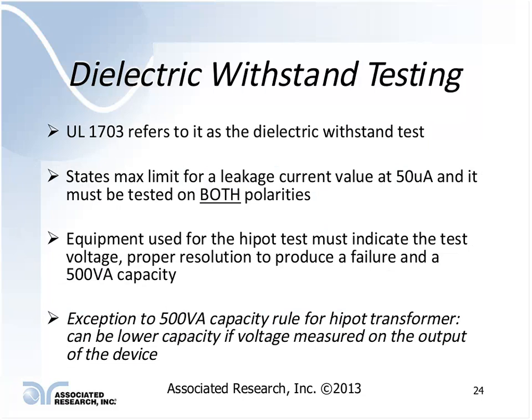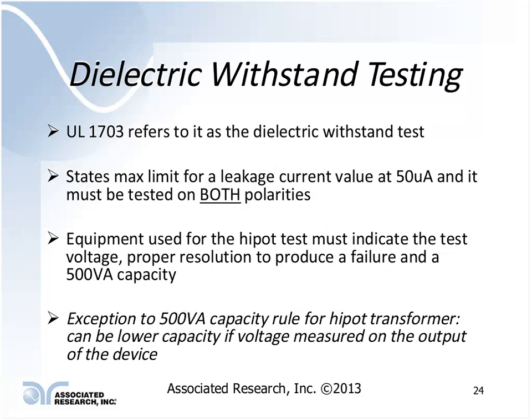So UL 1703 refers to it as a dielectric withstand test. They do call it this. And this one's a little bit different, though, because unlike the IEC standards, the UL standard actually gives you a high limit for your leakage current. And that high limit is 50 microamps.